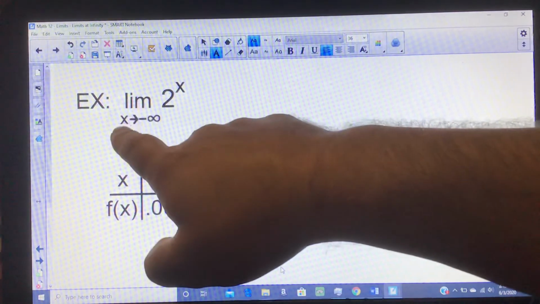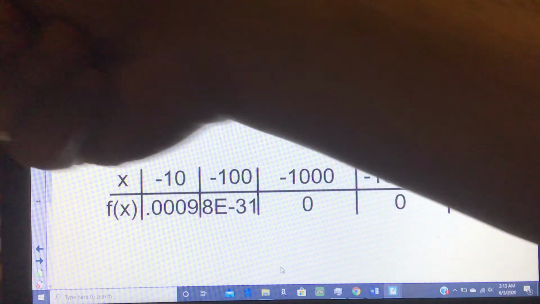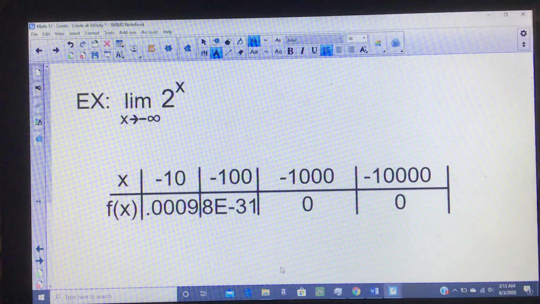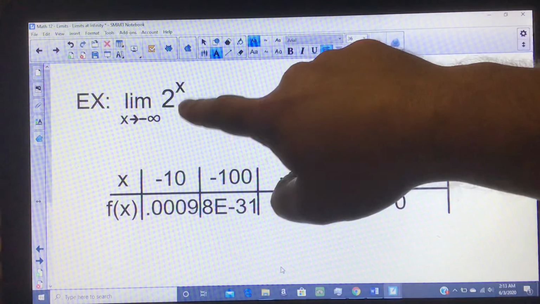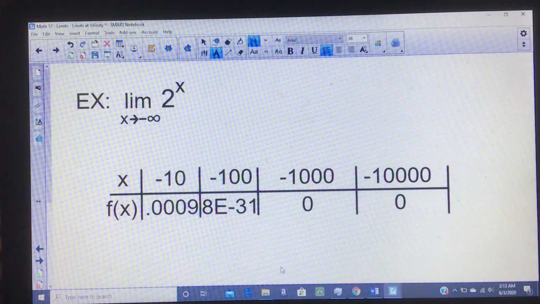So this says the limit as x approaches negative infinity. It means instead of going to the right, we want to keep going to the left with bigger negative numbers, right? We want to go left on the number line. So what happens to 2 to the x when we go to the left all the way? Well, you could figure this out by, instead of plugging in 10, 100, 1,000, well, we want to go to the left, so plug in negative 10, negative 100, negative 1,000, keep going to the left.